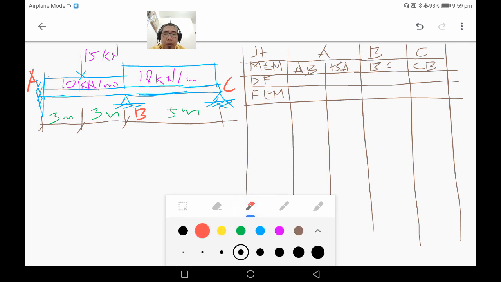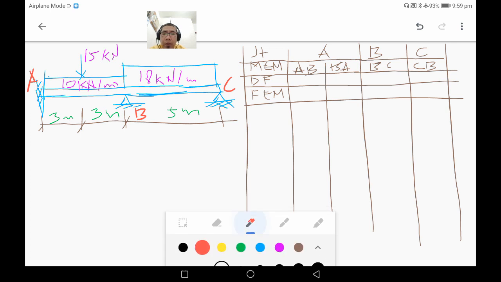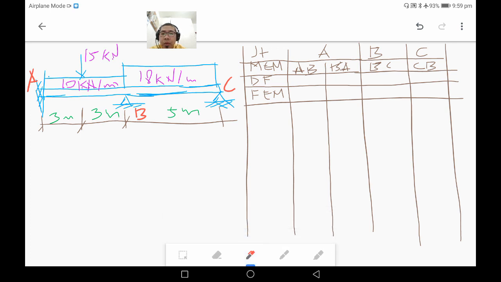So now, it is loaded with 10 kilonewton per meter on AB, then 18 kilonewton per meter on BC. Then at A it is fixed. At B, pin, and C is pin.